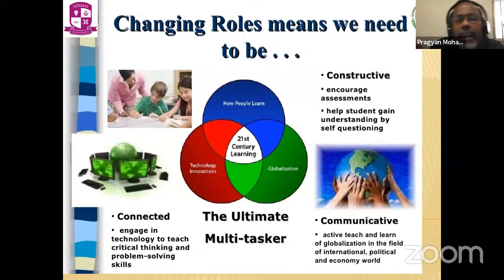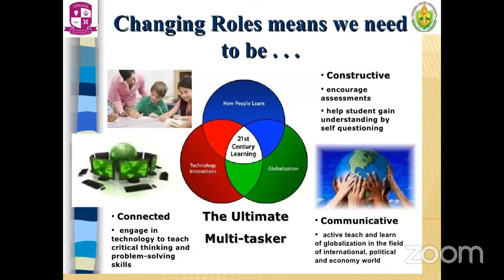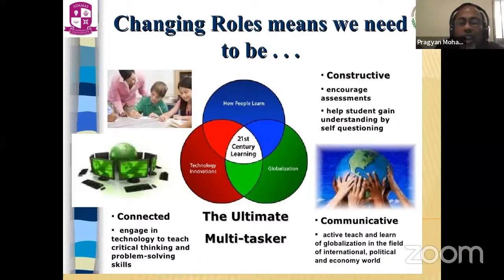Now, what do you mean by connected? What are these three features? What does connected mean? Connected means the teacher himself will be engaged, as well as he or she will engage the students in different technology to teach critical thinking and problem solving skills.